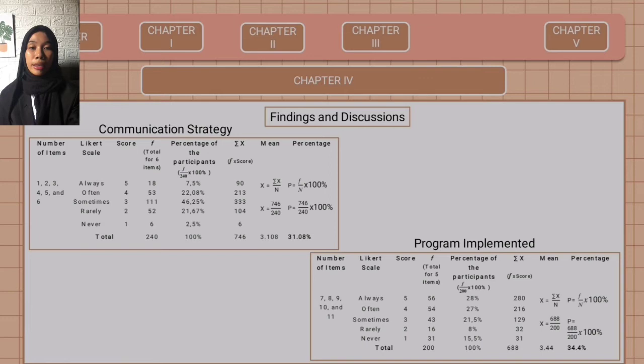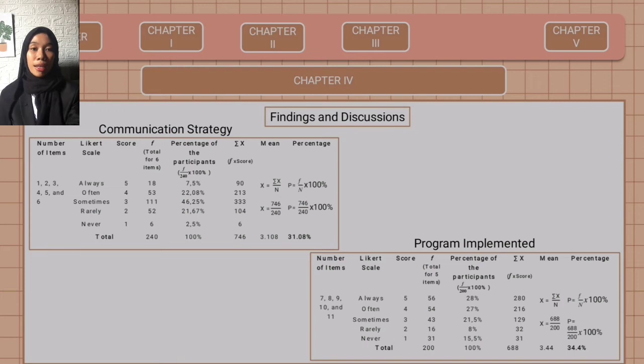Analysis of respondents' answers regarding their communication strategy. From the table above, it is known that 7.5% of respondents said always, 22.08% said often, 46.25% said sometimes, 21.67% said rarely, and 2.5% said never. Thus, the result of the average calculation using the mean formula is 3.10. The result of the percentage calculation using the formula is 31.08%. The number is in the range of the scale of 0.00% until 33.33%. So this number is on a low scale, which means that students' communication strategy is low in improving their speaking skill.